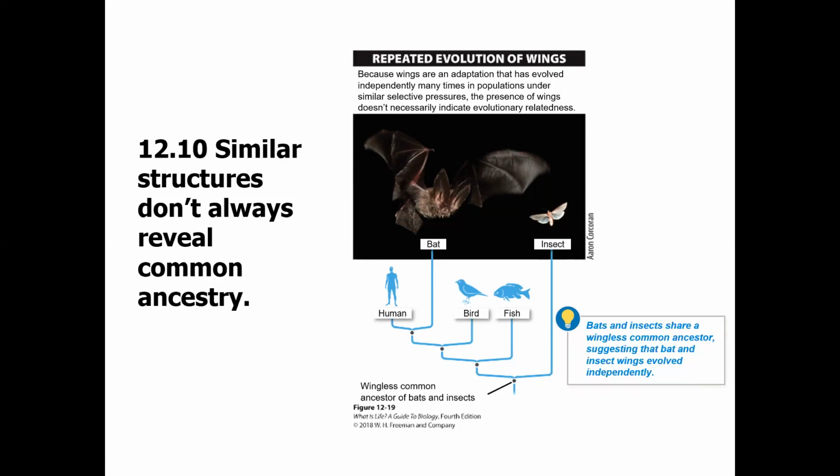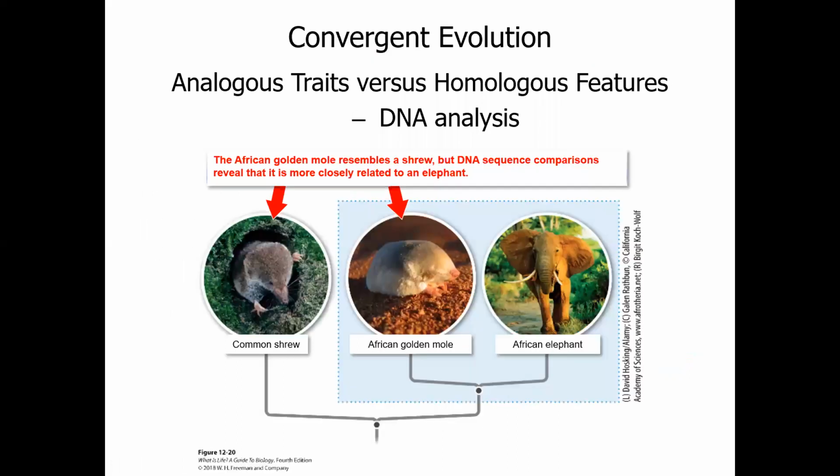which is why it's not always the best idea to utilize morphological features. You can, but the better way is to utilize DNA sequencing. Another example of that we have, again, with convergent evolution. If we were to look at traits, that would be misleading.